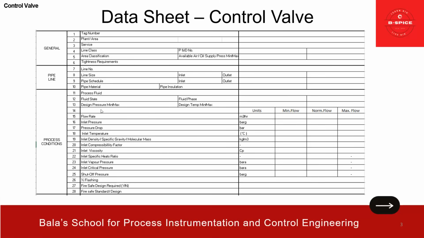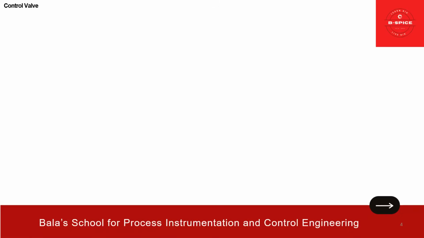For example, process fluid state, design pressure, maximum and minimum flow rate, inlet pressure, pressure drop, inlet temperature, density, compressibility factor if any, inlet viscosity, specific heat ratio, vapor pressure, inlet critical pressure, shutoff pressure, flashing requirement, all this. Additionally, I added 2 more items, fire safe design and fire safe standard. Friends, I hope you got some insight on the look and feel of the data sheet. This is the first part. Then in the second, we'll continue.